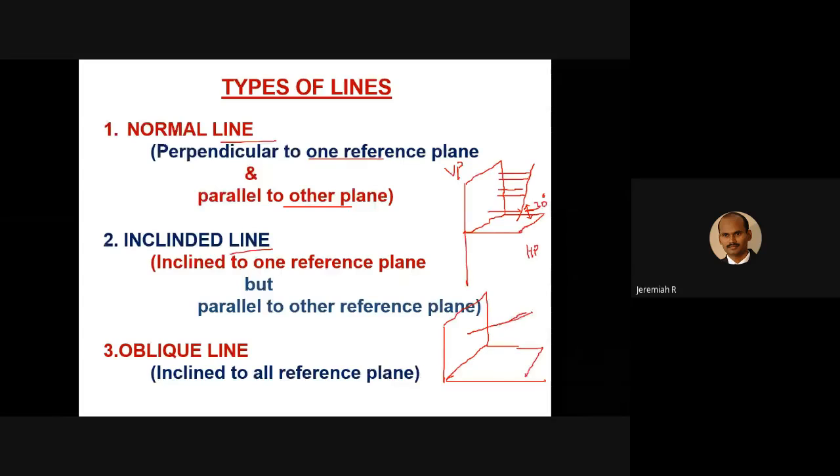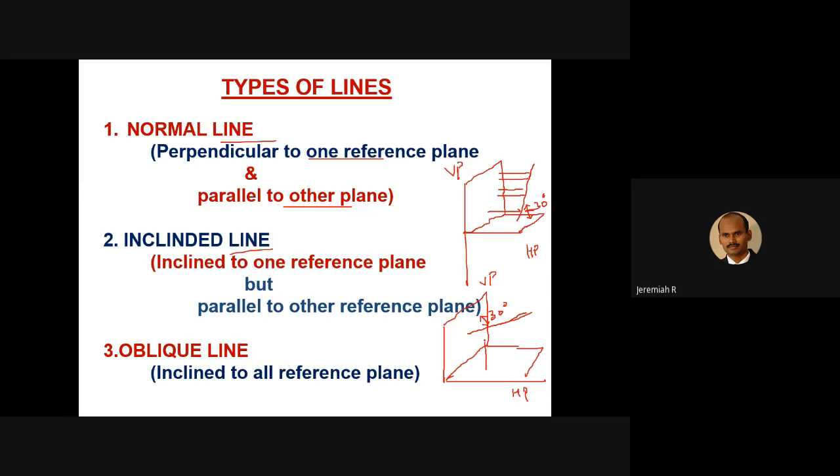Okay, this is inclined to VP. This is inclined to maybe 30 degrees, something like this. So VP and HP. So now the line is inclined to VP and parallel to HP.